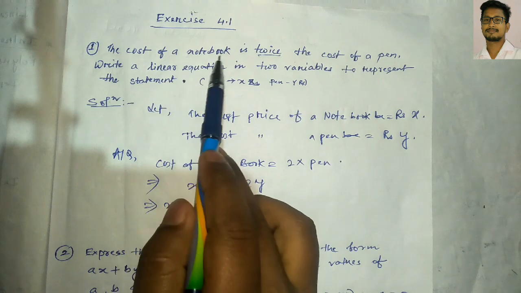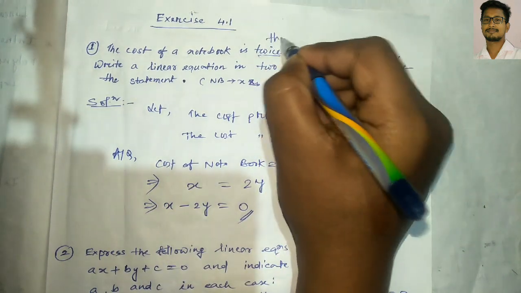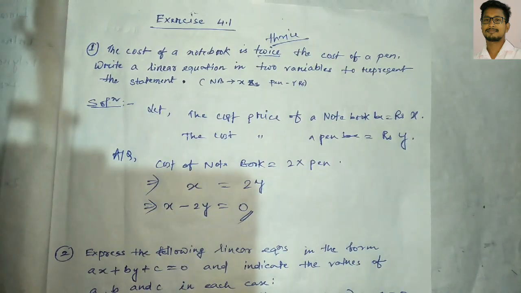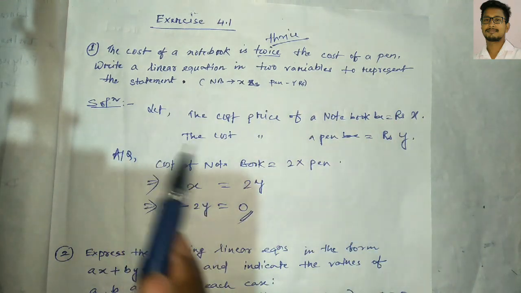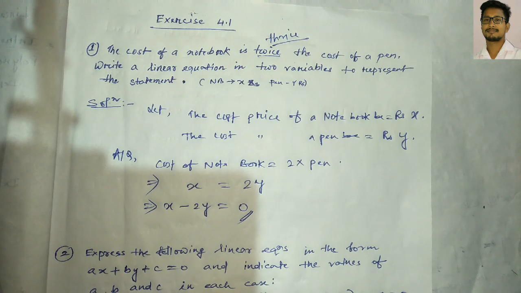You can do one more question by just changing the statement. The cost of a notebook is thrice the cost of a pen. Write a linear equation in 2 variables to represent this statement. Clear? You do it. Okay friends.